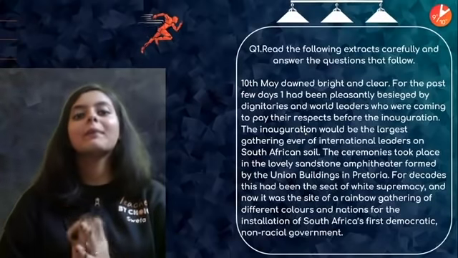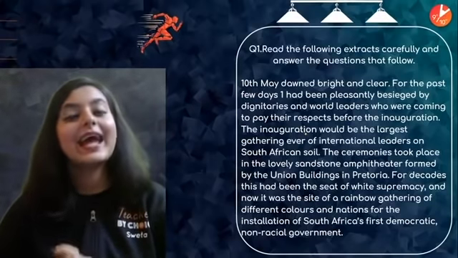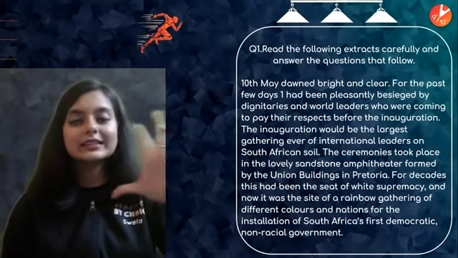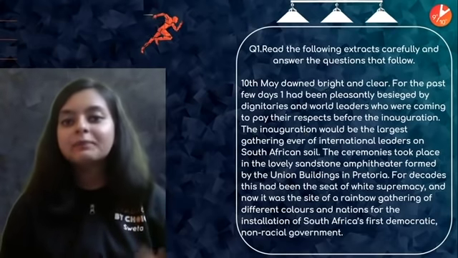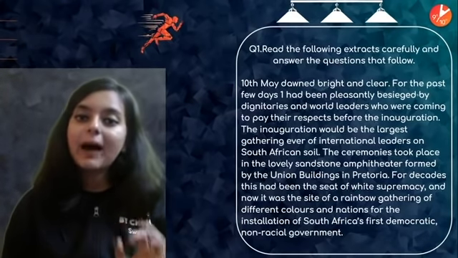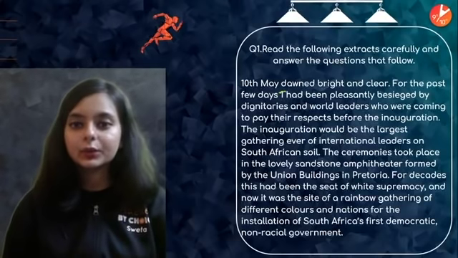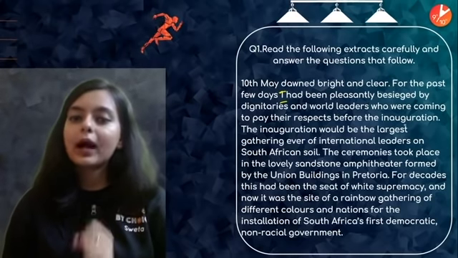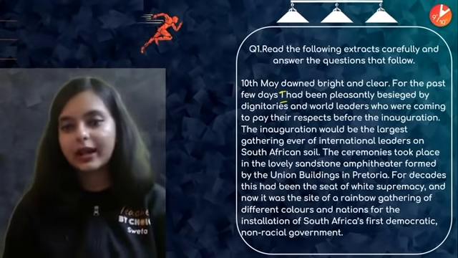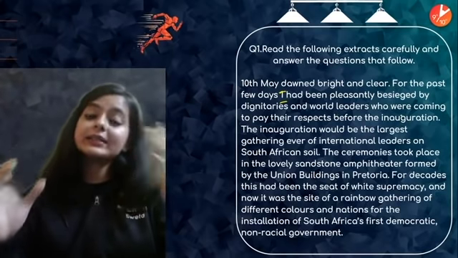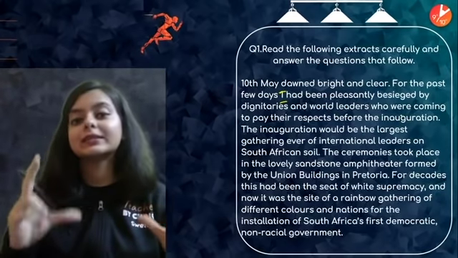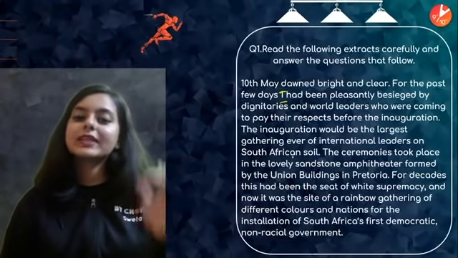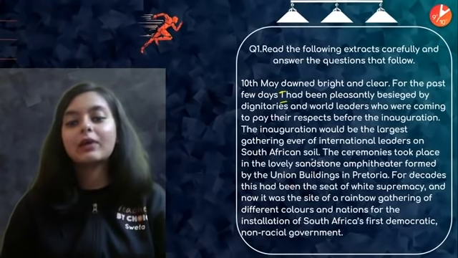And now, talking about the first type of answer, that is the extract based question. Okay. So, 10th May dawned. This is taken from the very beginning of the chapter, right? 10th May dawned bright and clear. For the past few days, I had been pleasantly besieged by dignitaries and world leaders who were coming to pay their respects before the inauguration. So this is absolutely the very first portion of the chapter, right? The inauguration would be the largest gathering ever of international leaders on South African soil.